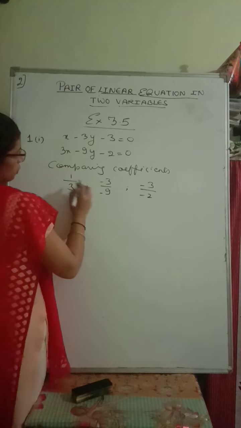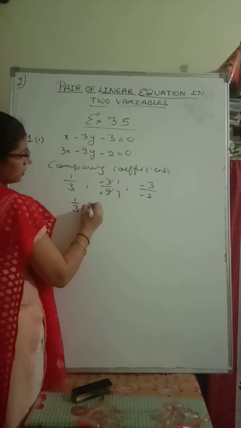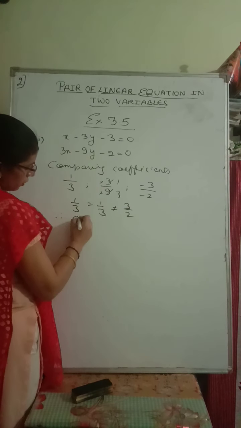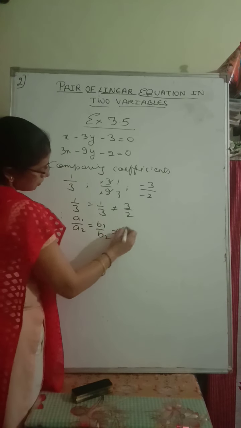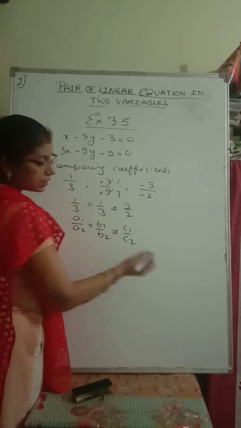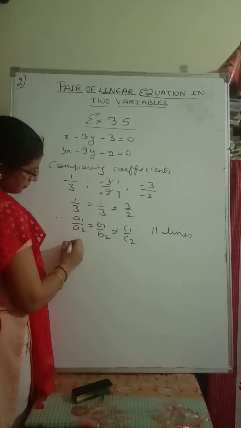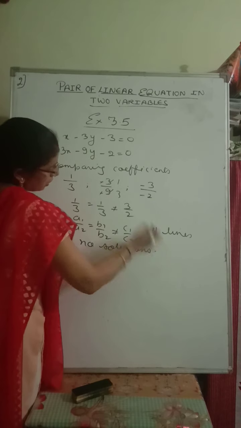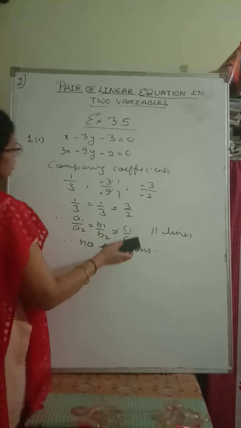Okay. So now minus to minus, 3 ones are 3, 3 nines are 9. So 1 upon 3 equals 1 upon 3 is not equal to 3 upon 2. Therefore a1 upon a2 equals b1 upon b2 is not equal to c1 upon c2. This condition is of parallel lines. So therefore these are parallel lines. Therefore these have no solutions. So in this we will not find the solution by the cross multiplication method because it has no solution.